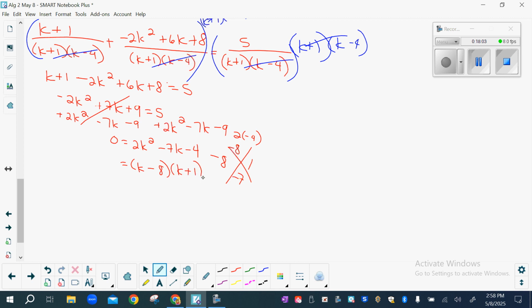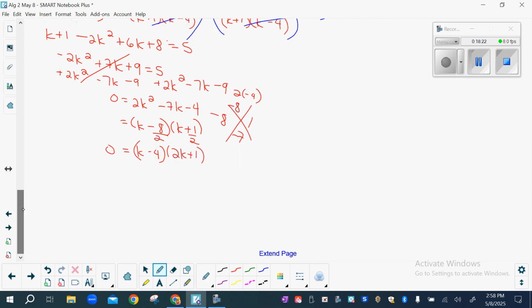Sorry, one more step before we solve it. So before we do that, there's something we have to do. Divide by 2. Really easy to forget that. So we have k minus 4 times 2k plus 1 equals 0. And so then we want to take k minus 4 equal to 0, 2k plus 1 equals 0. And we get 4 and negative 1/2.